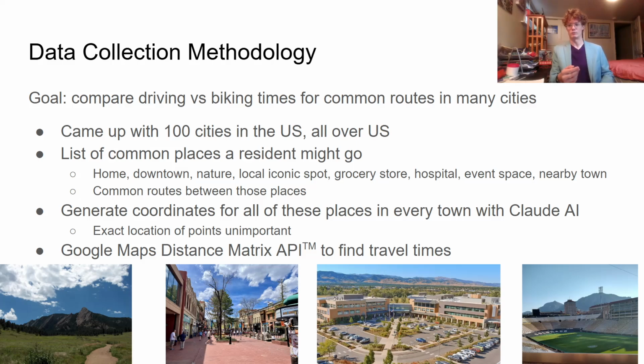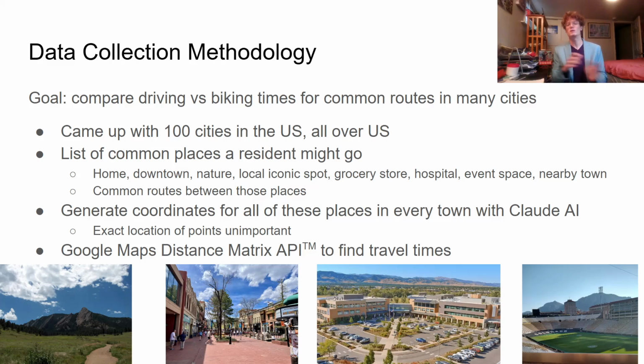These are some of the places it picked for Boulder. For home, I had it approximate with some sort of neighborhood near town. For Boulder, it was somewhere in North Boulder, north central, by Iris Avenue, I think. For downtown it was Pearl Street, and then that's the hospital, and for the stadium it chose Folsom Field. The exact location of those points I'm not super concerned with, because again the main idea is to evaluate driving times versus biking times, just getting around a city. As long as the points are spread around a city, that's all I care about.